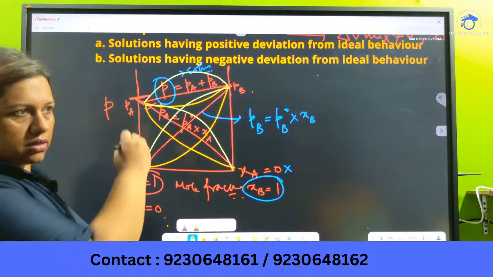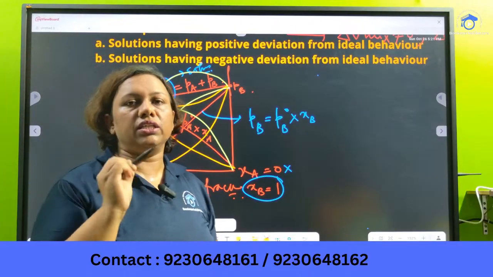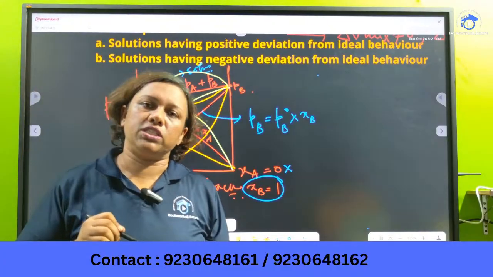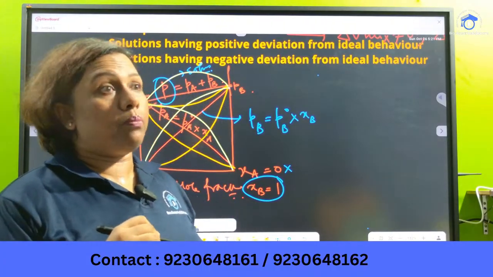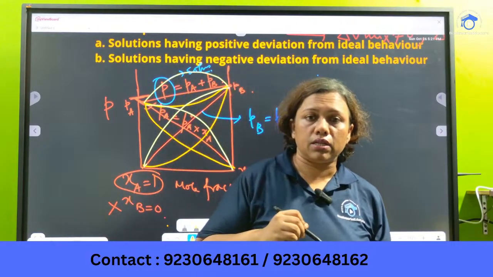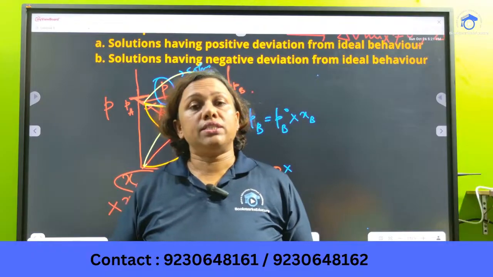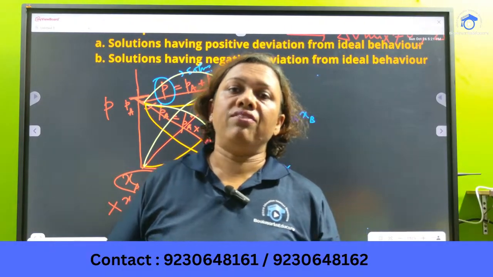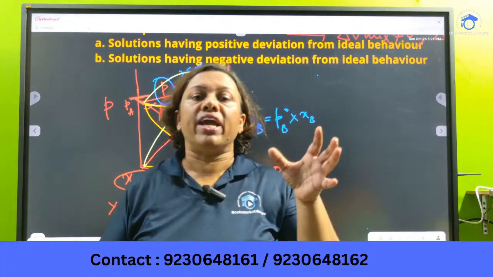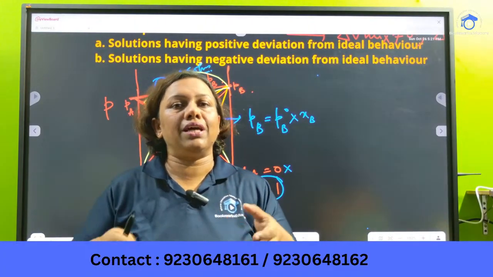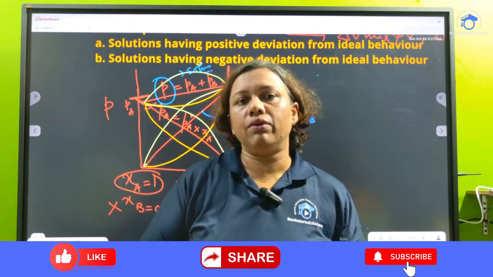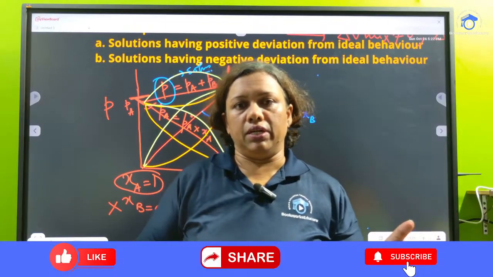Again, the red lines are showing you the ideal. The yellow ones are for the negative deviation and the green ones are for the positive deviation. So read all this very well. What is the difference between ideal and non-ideal solution? And what is the basic difference between Henry's law and Raoult's law? In the case of Henry's law, we are dealing with the solubility of gas in liquid, while in Raoult's law, we are dealing with liquid miscibility.